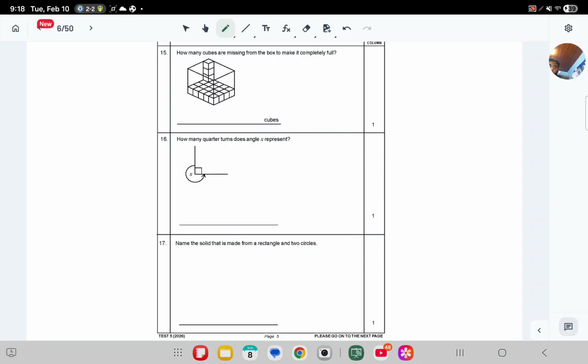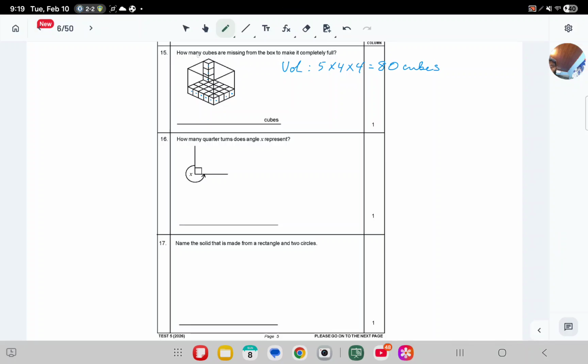Number 15, how many cubes are missing from the box to make it completely full? So we know now the volume of this box here. We have 1, 2, 3, 4. 1, 2, 3, 4, 5. That are 1, 2, 3, 4. So it's 5 by 4 by 4. 5 4s are 20. 20 by 4 is 80. So we know this can hold 80 cubes.